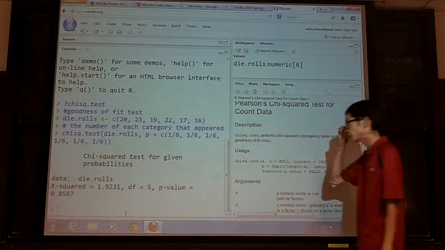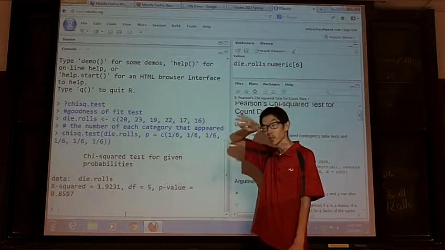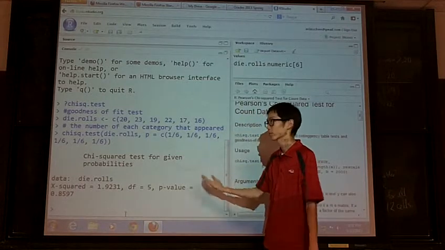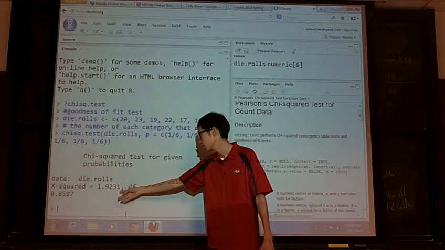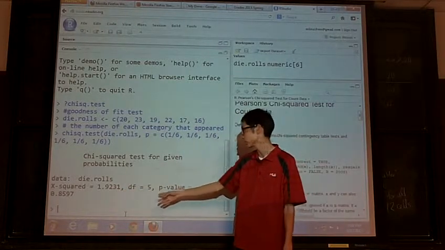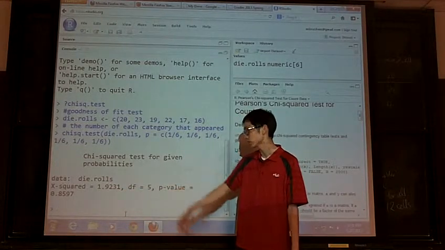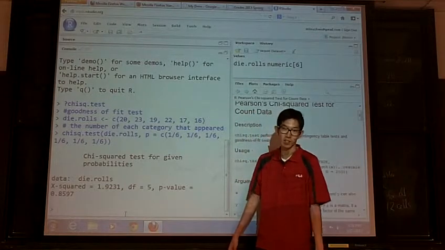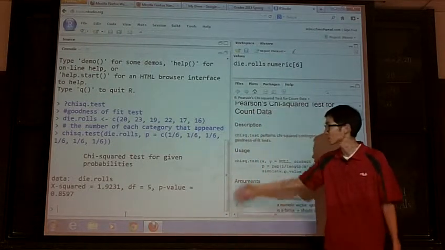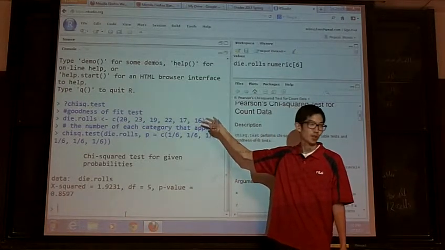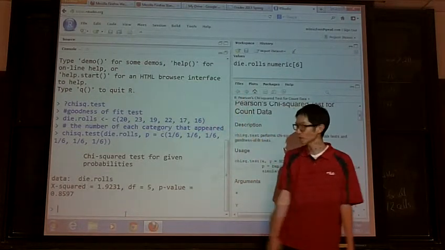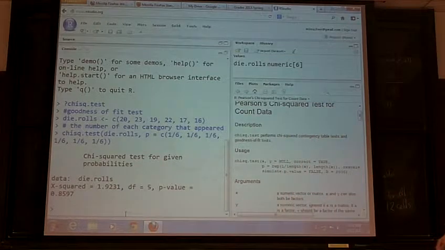Chi-squared test for given probabilities. Okay, that's the same thing as the goodness of fit test. And it tells me that my chi-squared value is 1.9231. The degrees of freedom is 5. And so my p-value is 0.8597. Okay, so this is not enough data to show that my proportions are not met. Okay, so I would not reject the null hypothesis.